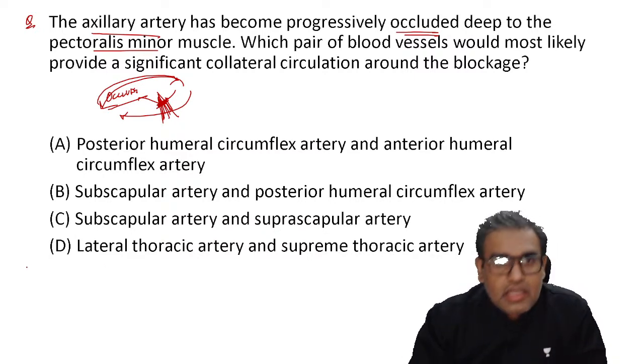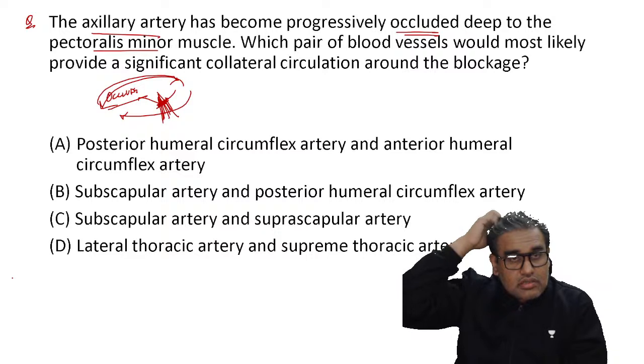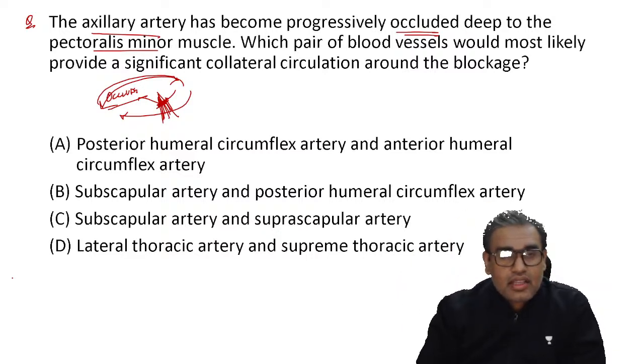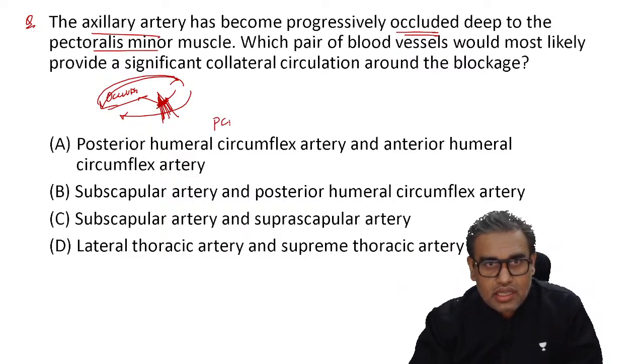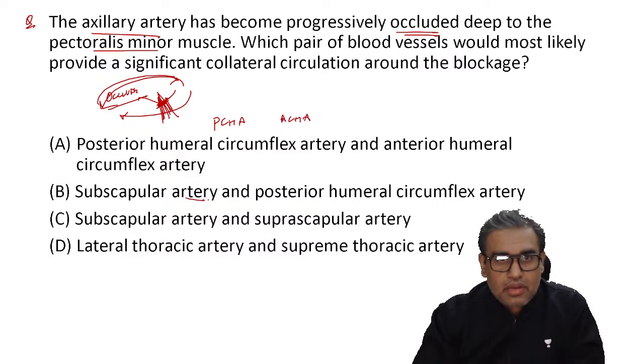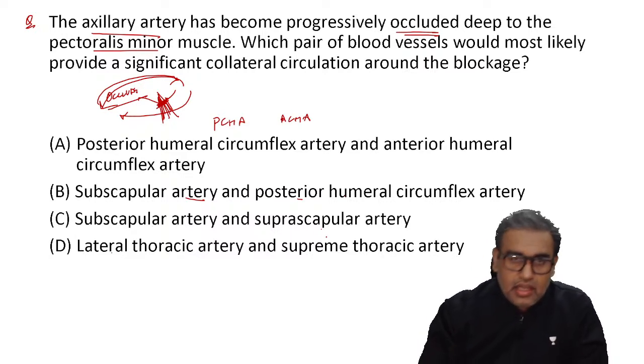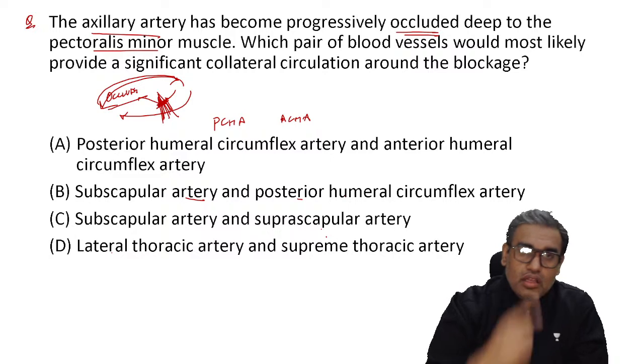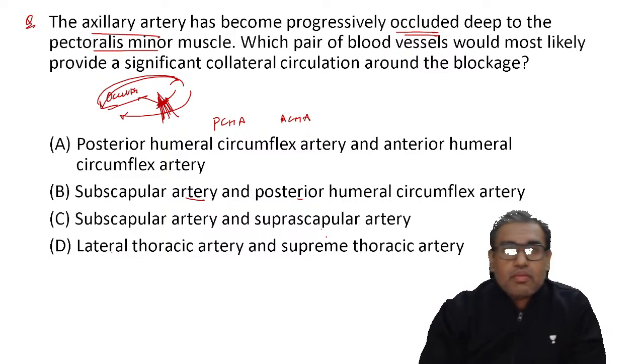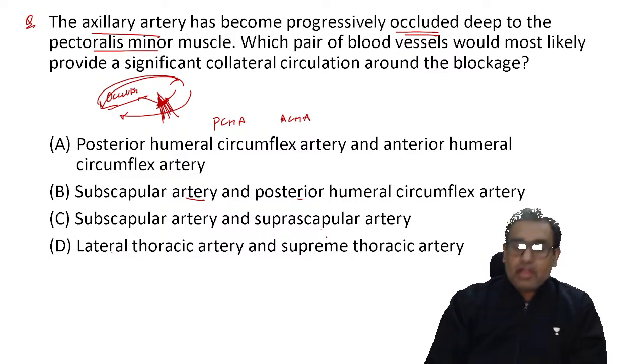Options are A, B, C, D. A is posterior circumflex humeral artery and anterior circumflex humeral artery. We can simply write as PCHA and ACHA. Second option is subscapular artery and posterior circumflex humeral. Then subscapular, suprascapular, lateral. Tell me, brother, take your time. There is a blockage of axillary artery deep to pectoralis minor muscle. Now which artery will provide collateral?